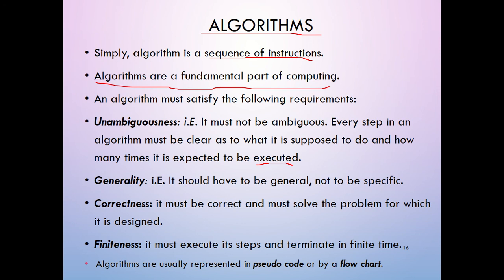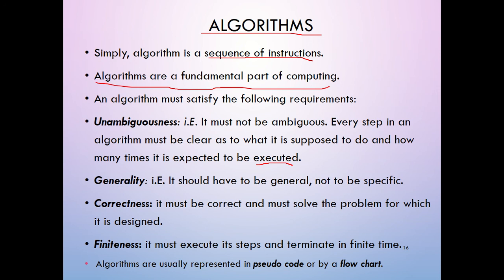Generality, that means it should be general, not specific. The algorithm should work for all problems of the same type. For example, if the algorithm is designed to calculate the sum of natural numbers from 5 to 50, it should also work for other ranges of natural numbers, from 25 up to 105, for example. So the algorithm should be general.